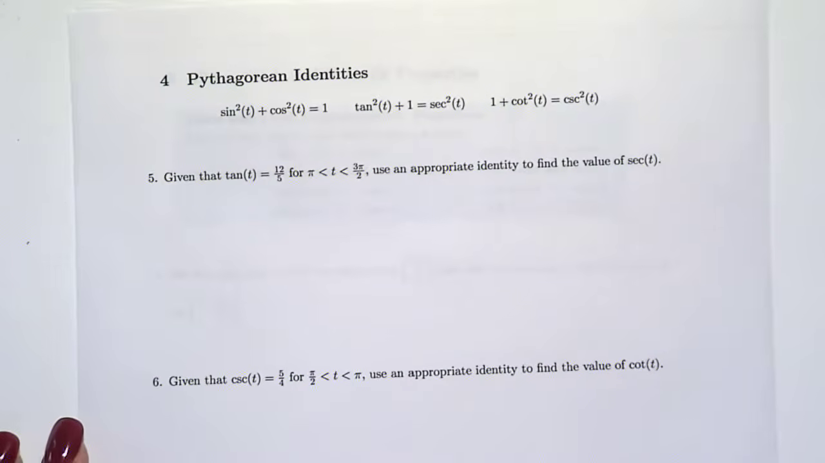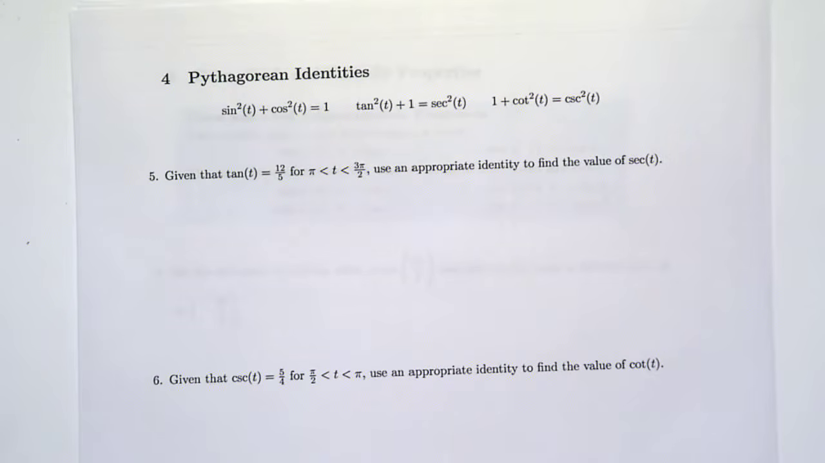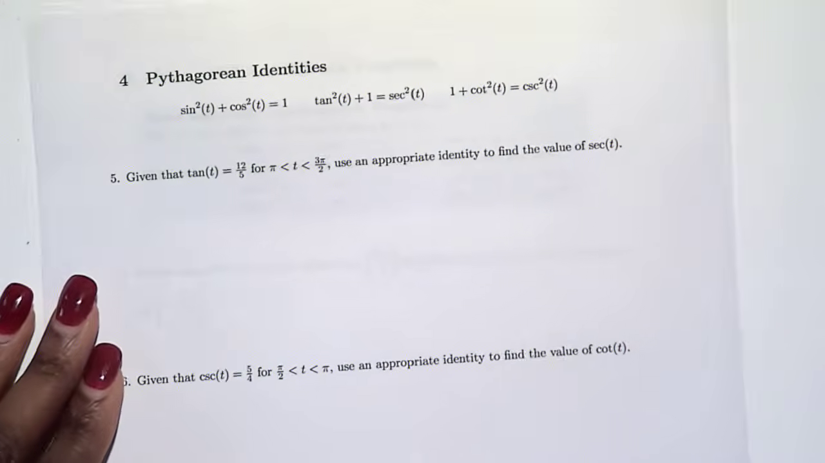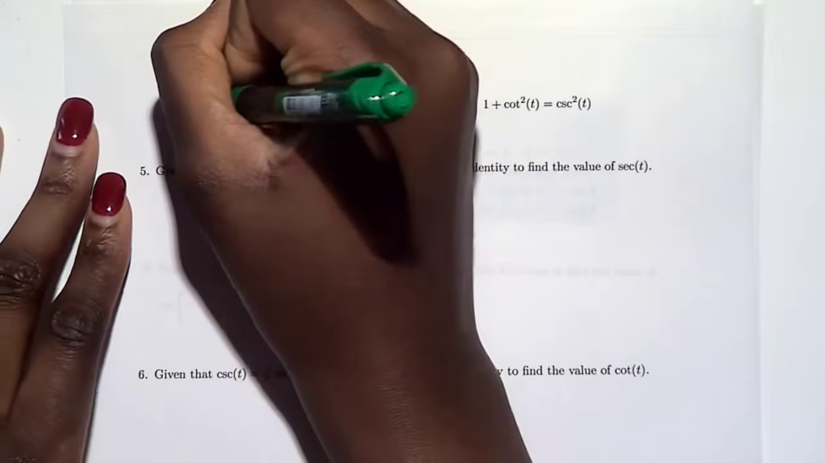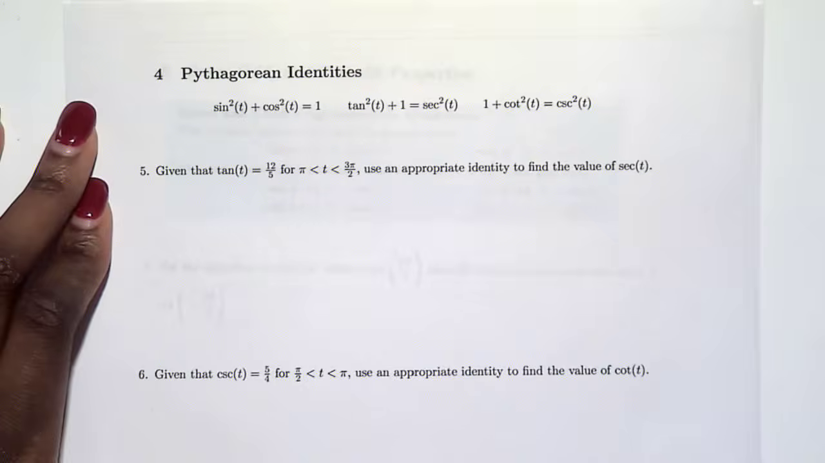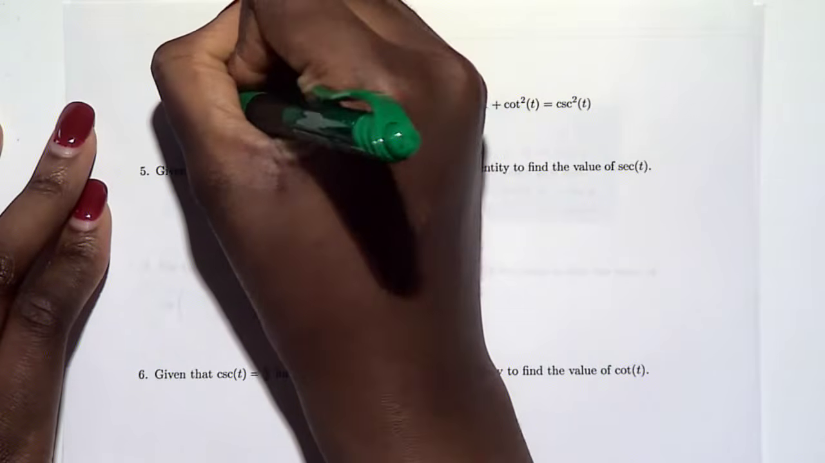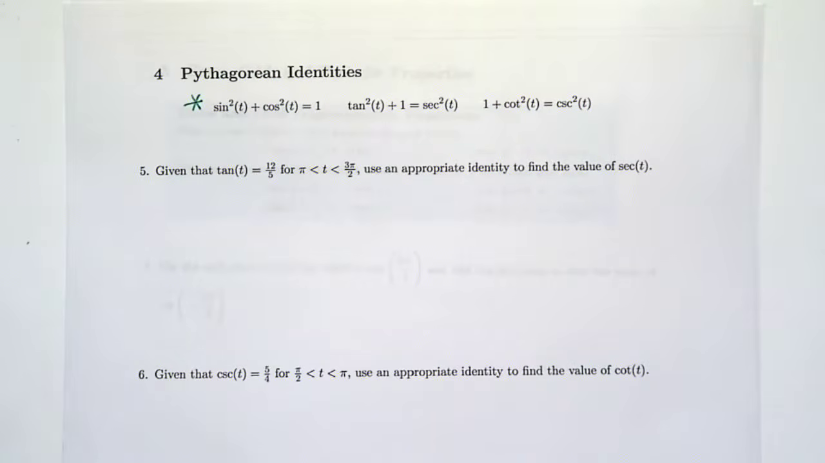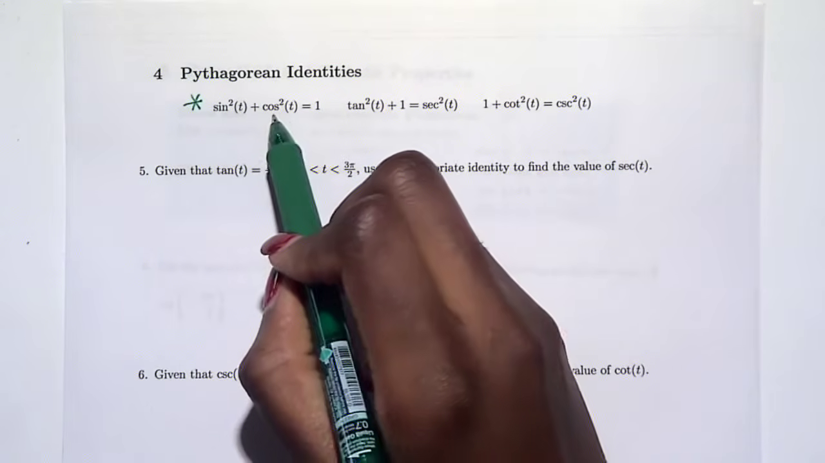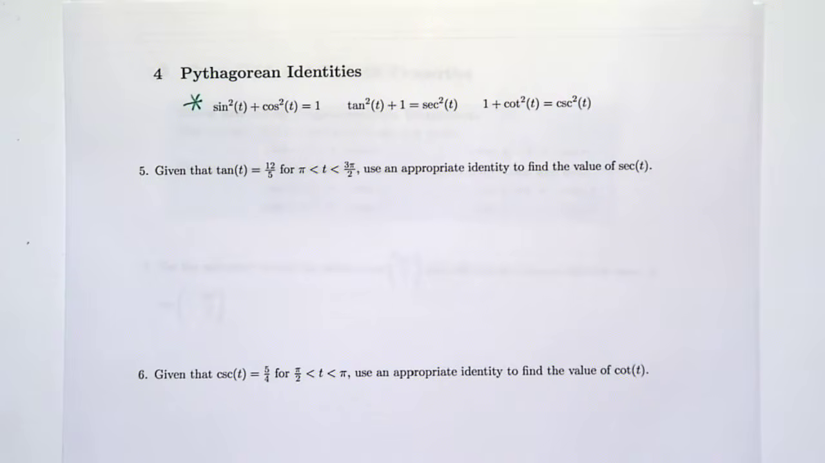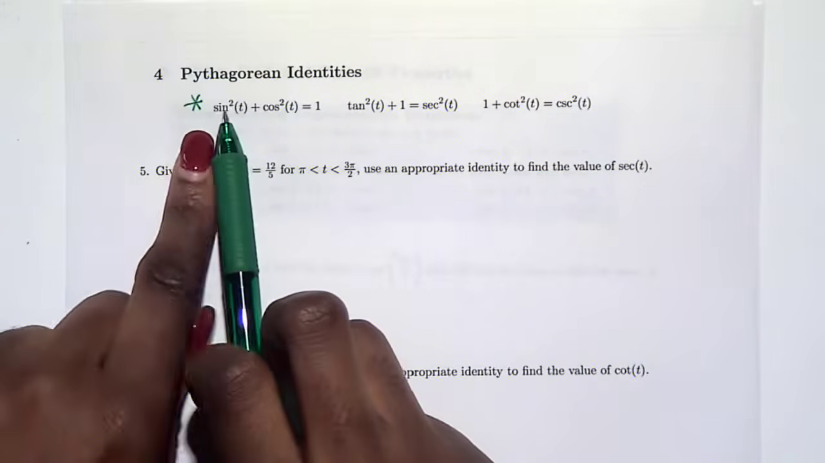All right, so one of the big important identities are the Pythagorean identities. And I will say, you do need to know all of these, but the most important one is sine squared of t plus cosine squared of t equals 1. And so these are called Pythagorean identities because they kind of look like the Pythagorean theorem, a squared plus b squared equals c squared.